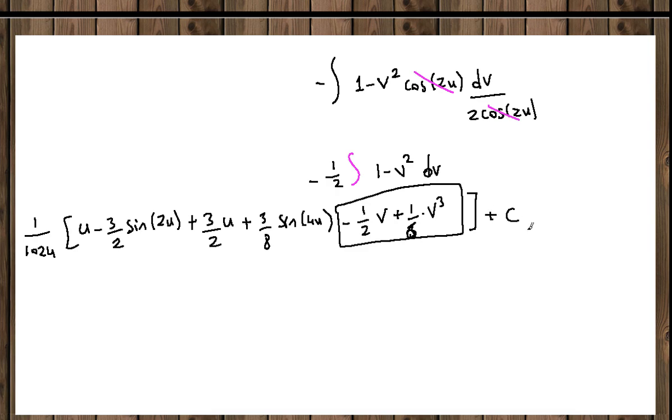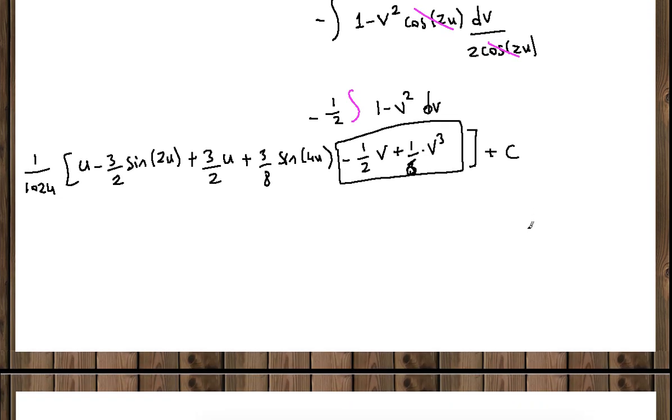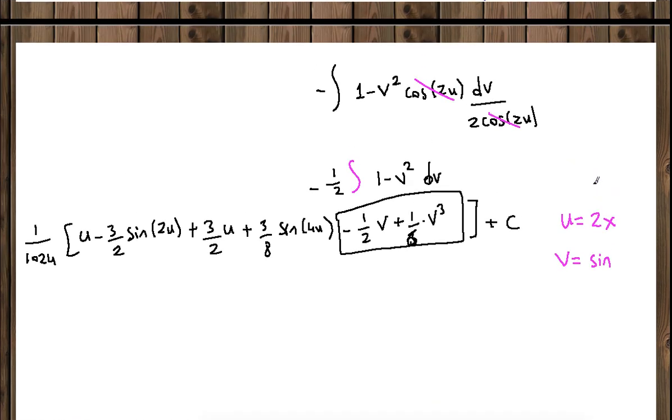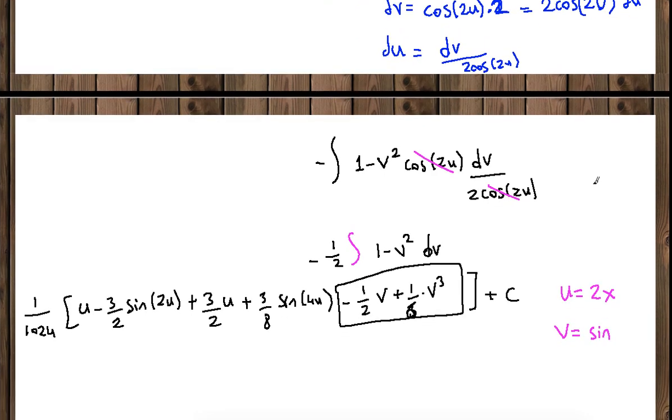Plus c. So let's simplify and write it in the simplest form. But we have to bring u and v back. We said u was equal to 2x, and we said v is equal to sine of 2u.